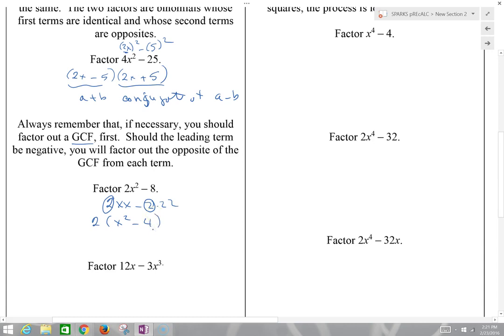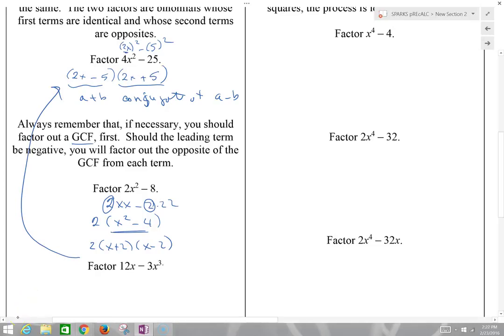Now that we've done that, we can see right here where we have another one of those cases of the difference of squares. So we have 2 times x plus 2, x minus 2. The order of the x plus 2 and x minus 2 doesn't matter. As you can see up here, I put the minus first, but it doesn't matter because we're multiplying.